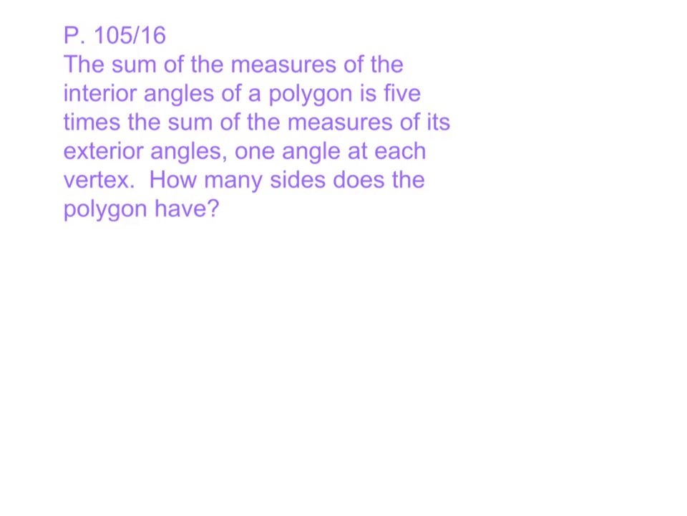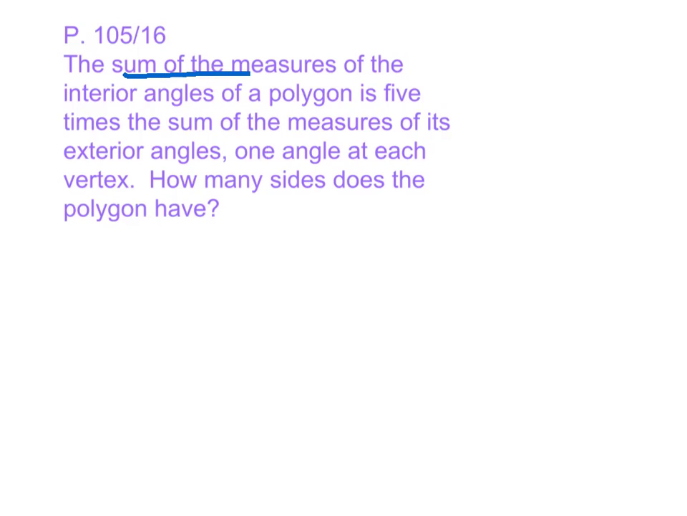Alright, so now we're going to look at page 105, number 16. It's a word problem, and it says, the sum of the measures of the interior angles of a polygon is 5 times the sum of the measures of its exterior angles, one angle at each vertex. How many sides does the polygon have? Now in this case, they're not telling us that it's a regular polygon, but I don't know if it matters. So let's look at what it says.